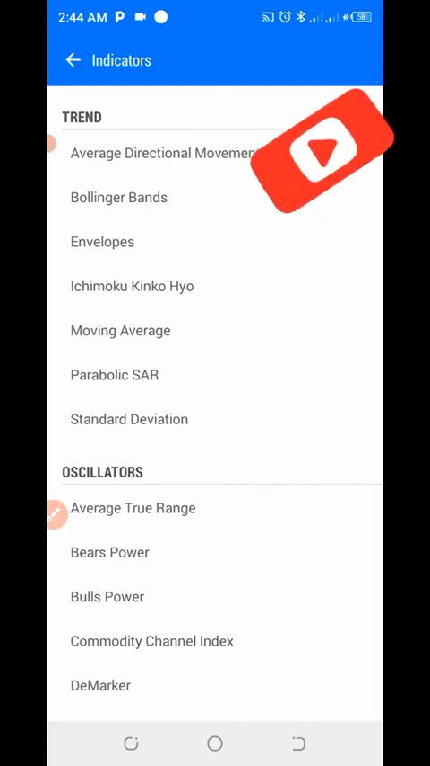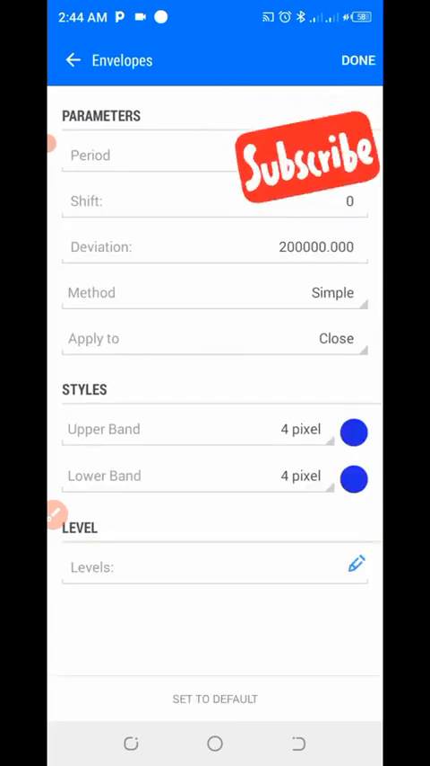So you click on this F here, and then we'll add the next indicator we are going to be using, which is our envelope. So you click on our envelope here.